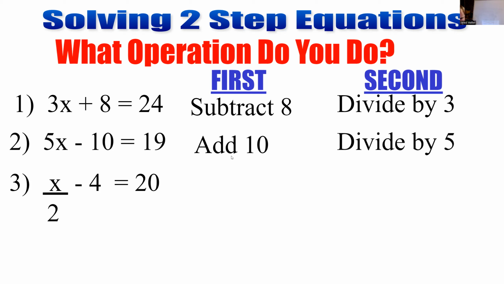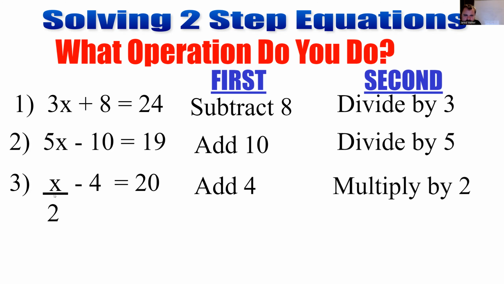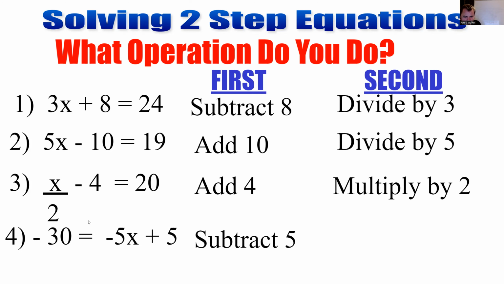X over 2 minus 4 equals 20. What are we going to do first? Undo the minus 4 by adding 4 to both sides. Then we need to undo x over 2 by multiplying by 2 on both sides. Negative 30 equals negative 5x plus 5. So what do we do first? First, we subtract the 5. Then you got to deal with this negative 5x. So we will divide by negative 5.